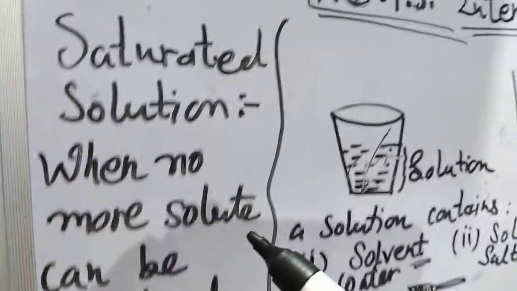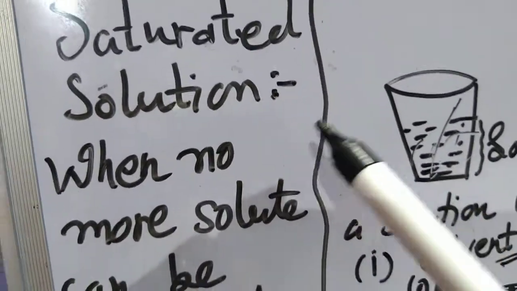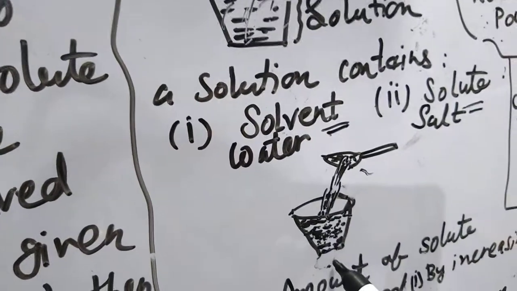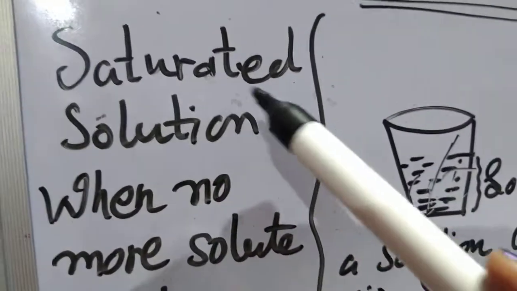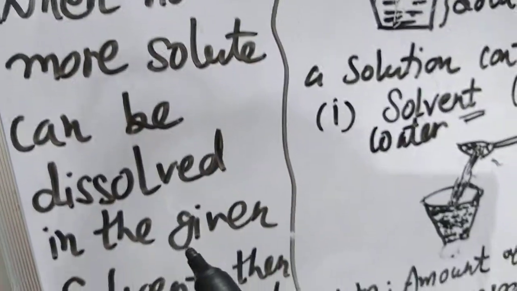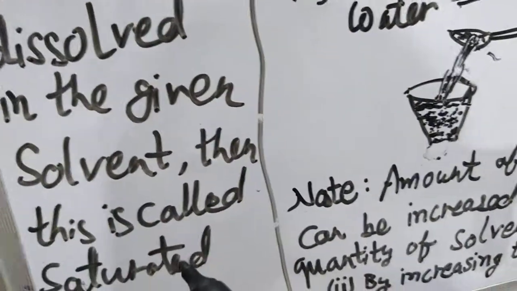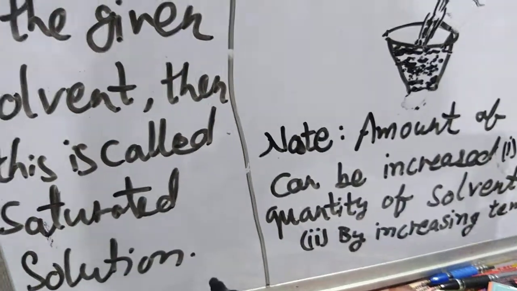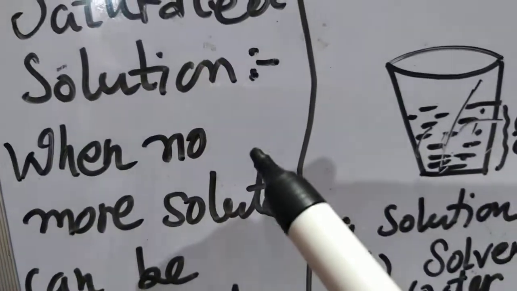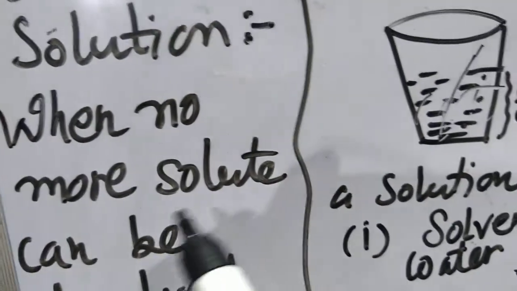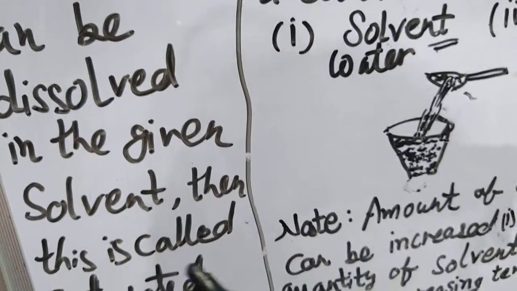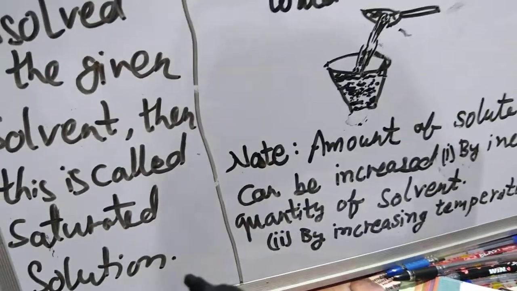Now come to define saturated solution. As we have understood with this diagram or this activity, we got the definition of saturated solution: when no more solute can be dissolved in the given solvent, then this is called a saturated solution. Got it? Listen to me carefully because you are going to write this definition in your notebook. When no more solute can be dissolved in the given solvent, then this is called a saturated solution.